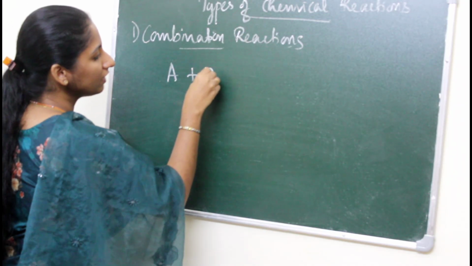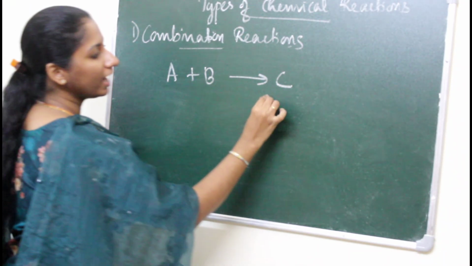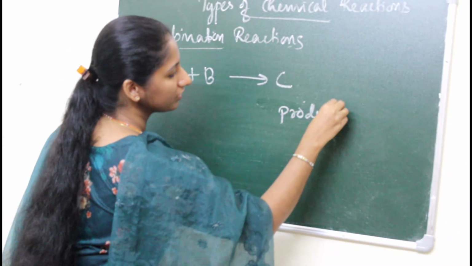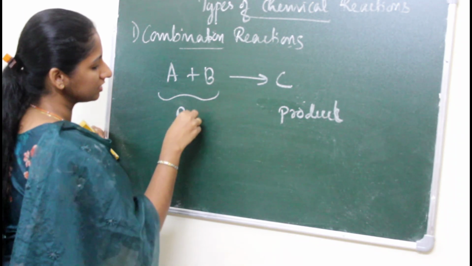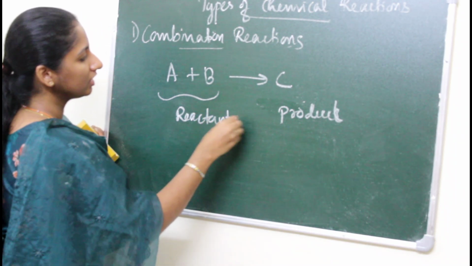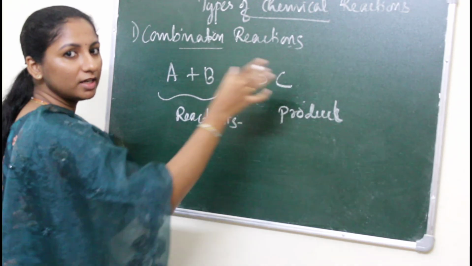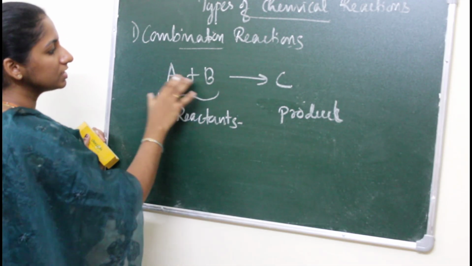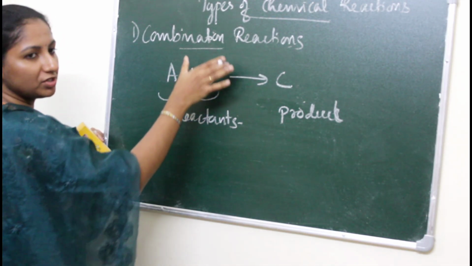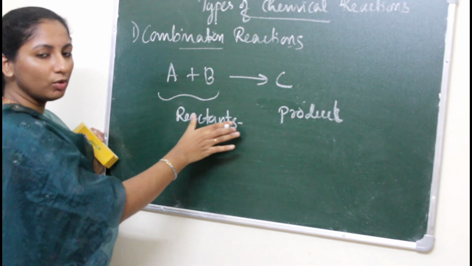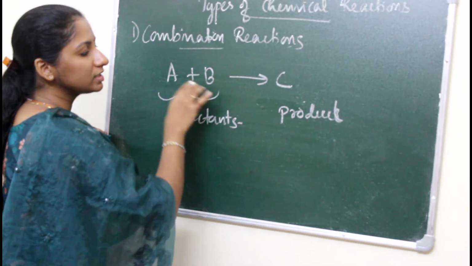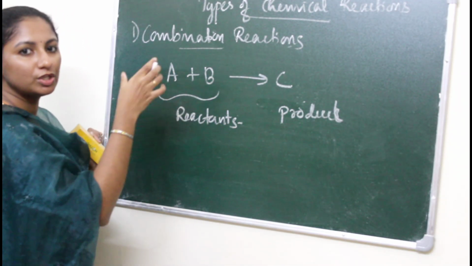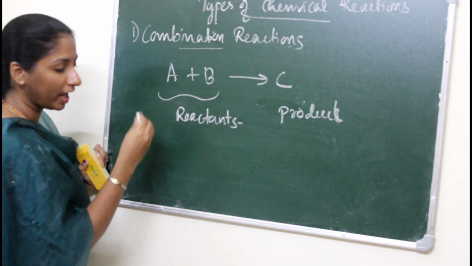A plus B gives C. So on the reactant side we have these reactants, and this is the product. By combining 2 or more reactants we are getting a single product. Such a type of reaction we can call combination reactions. On the reactant side we have more than 2 components and it is completely turning into a single product.